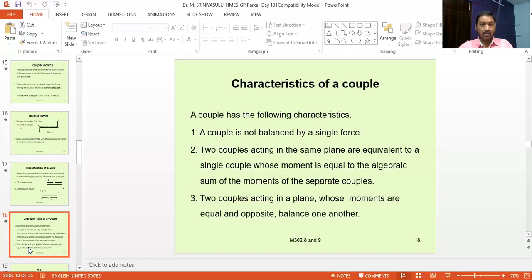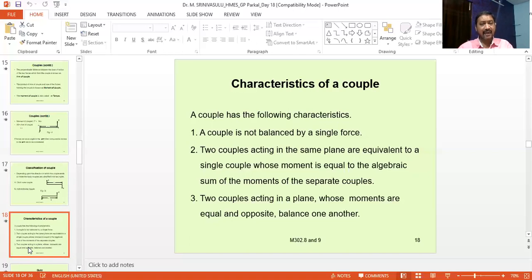Second point: two couples acting in the same plane are equivalent to a single couple whose moment is equal to the algebraic sum of the moments of the separate couples. For example, there are two couples acting. Sometimes the two couples may act in the same direction, that is, may rotate the body in the same clockwise direction, or sometimes one couple may produce rotation in the clockwise direction, and the other couple may produce rotation in the anti-clockwise. That is, sometimes the couples may be clockwise or anti-clockwise.